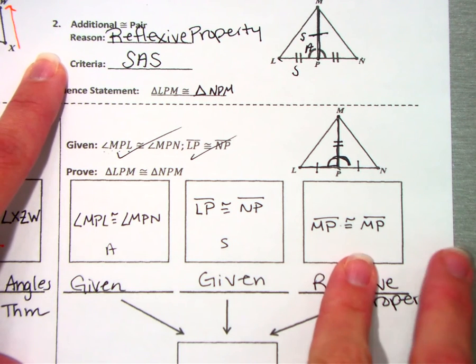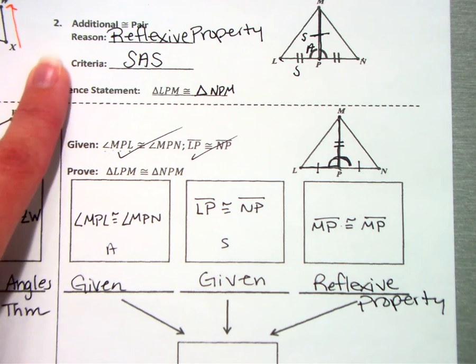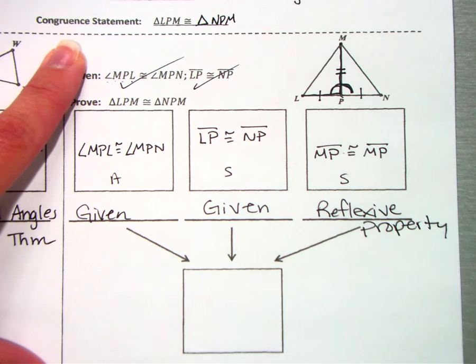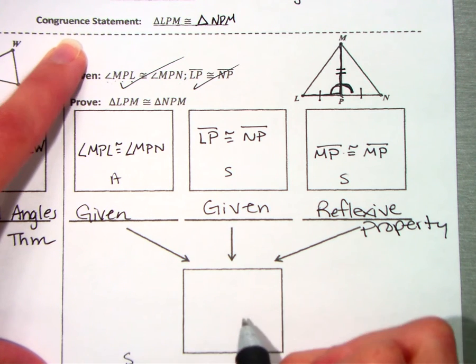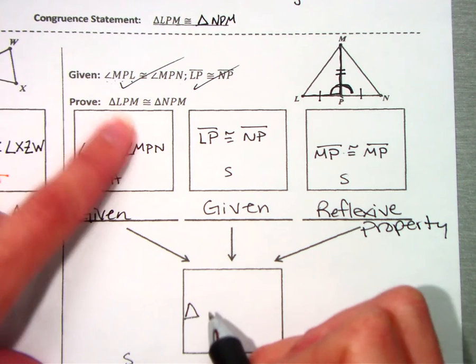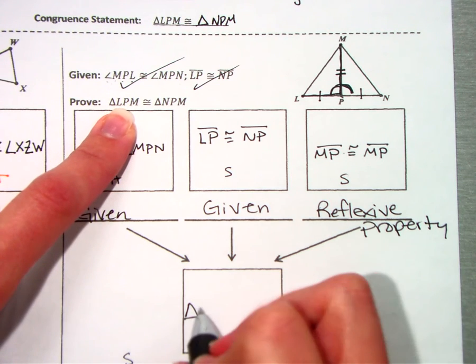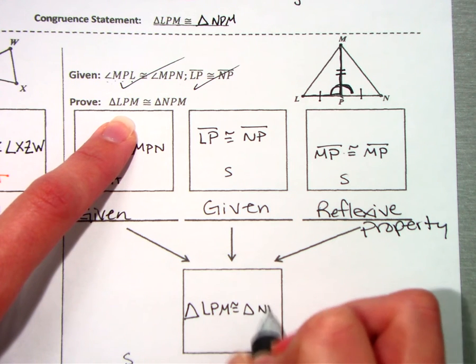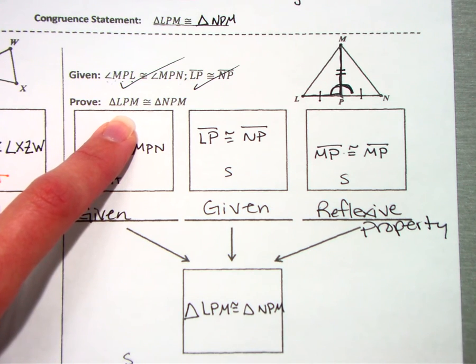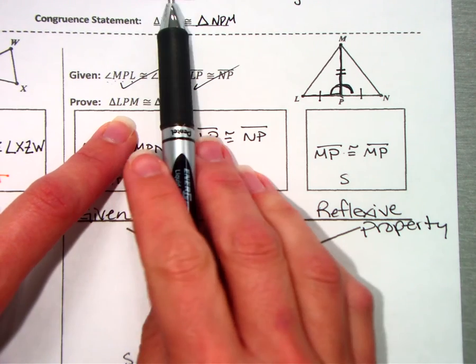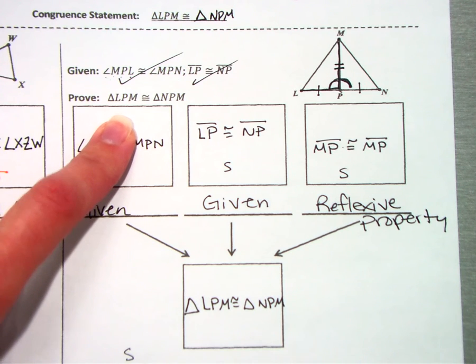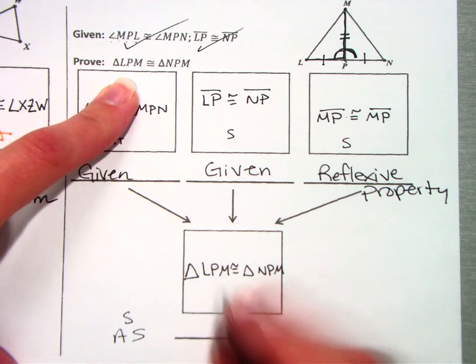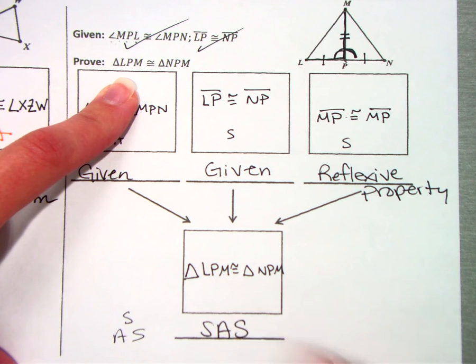Okay, now I have the three things that I need to prove that my triangles are congruent. There's another side in there somewhere. So you can just copy this down for right now: triangle LPM is congruent to triangle NPM by, we already determined it up here, but make sure that the number of S's that you need are actually in the statement. So we already said it's side, angle, side.